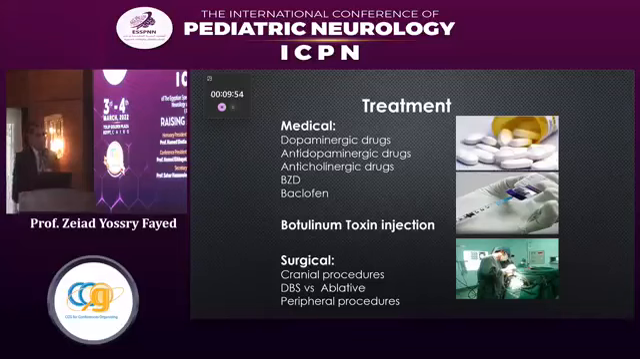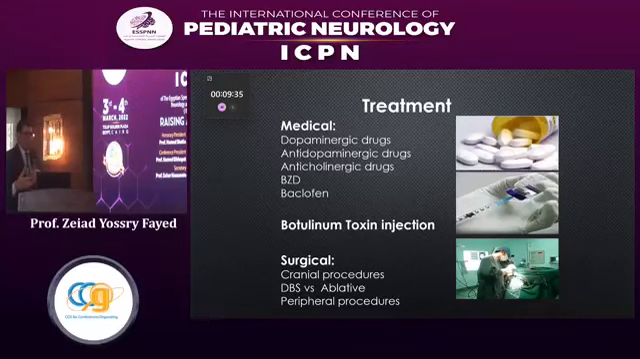Botulinum toxin injection does not have that much role in patients with childhood onset dystonia, because when those patients start their movement disorder with focal dystonia, they tend to generalize afterwards, and it's not practical to inject all the muscle groups of a patient with generalized dystonia with botulinum toxin. Then come the surgical interventions: DBS versus ablative procedures, and peripheral procedures.